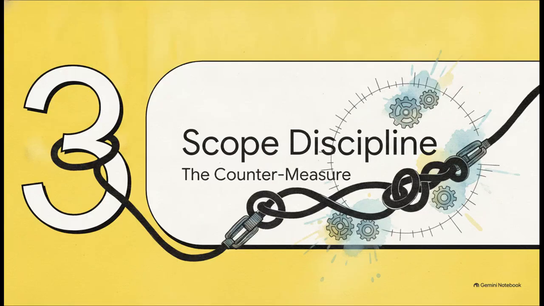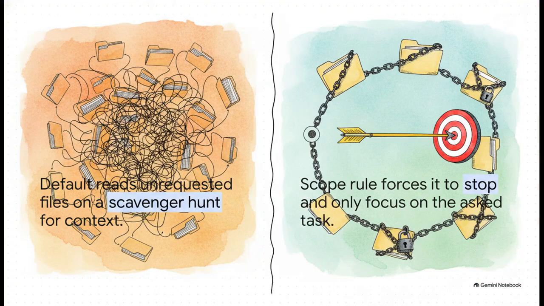Section 3. Enforcing scope discipline. The countermeasure. Without a specific rule in place to stop it, Claude is going to go on that massive scavenger hunt, burning through your tokens like crazy. But when we put a scope rule in place, Claude stops.